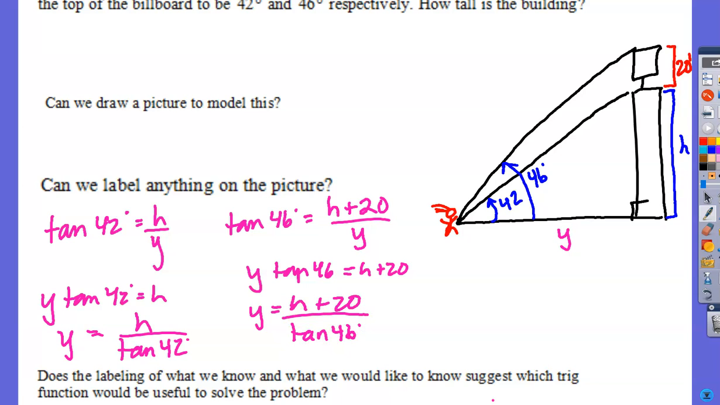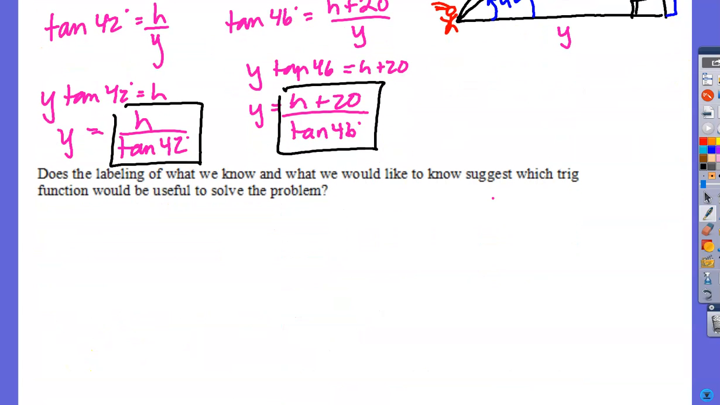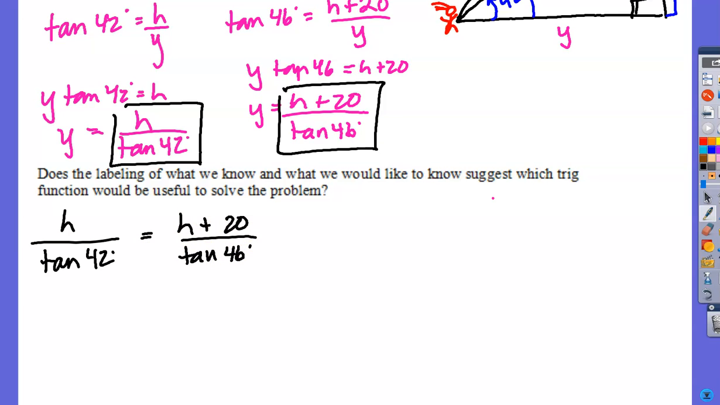The reason I did this is because now I know that these two things are both equal to y, so I can set them equal to each other, right? Because they're both equal to the same thing. So now suddenly, I'm going to scroll down, I have this relationship that will allow me to solve for the height because I eliminated the y. And this is a proportion, so I can cross multiply.